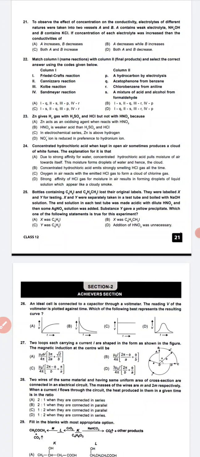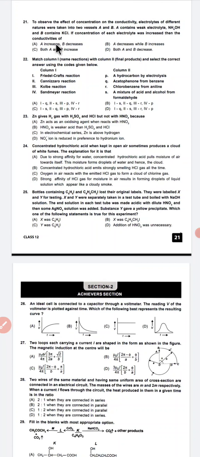Under sample paper 2, the first question is number 21. To observe the effect of concentration on the conductivity, electrolytes of different nature were taken into two vessels A and B. A contains weak electrolyte ammonium hydroxide, B contains KCl. If the concentration of each electrolyte was increased, what happens to the conductivity? Four options have been given.